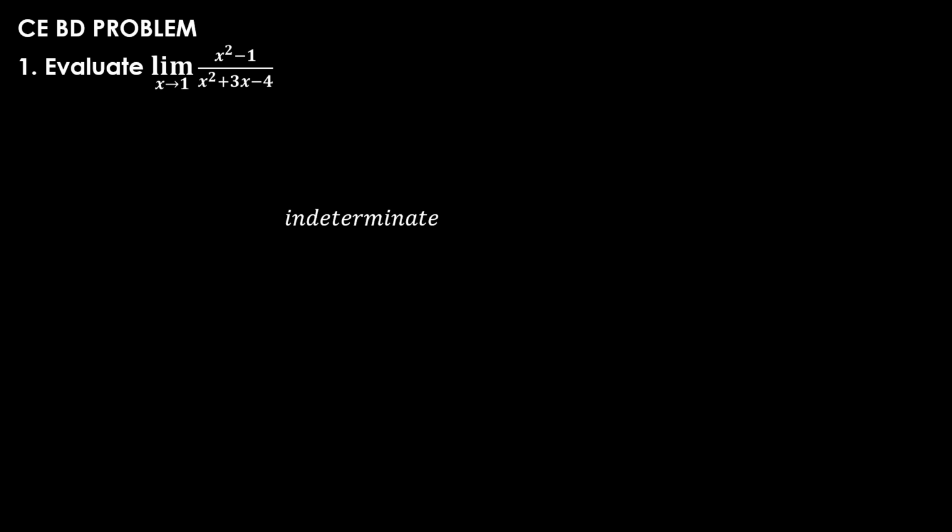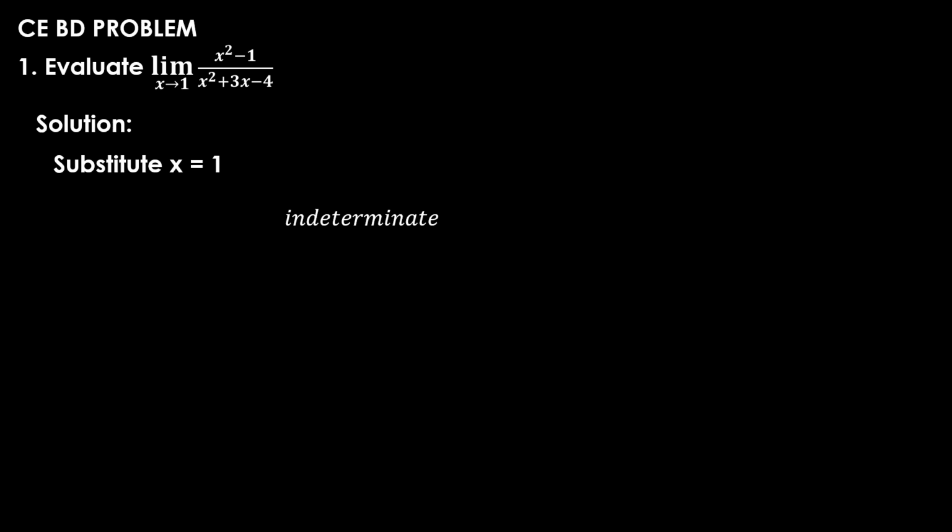In this given problem, we need to evaluate the limit of a function x squared minus 1 all over x squared plus 3x minus 4, wherein x approaches 1. What do you think is the limit of our given function? We can now start solving the problem.